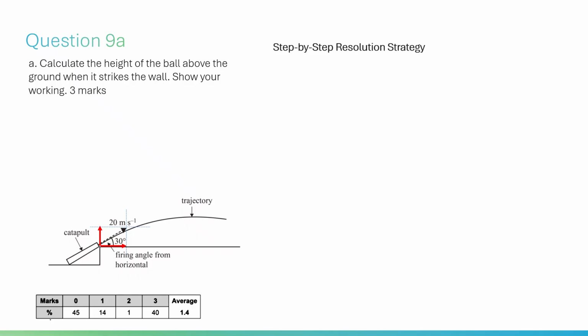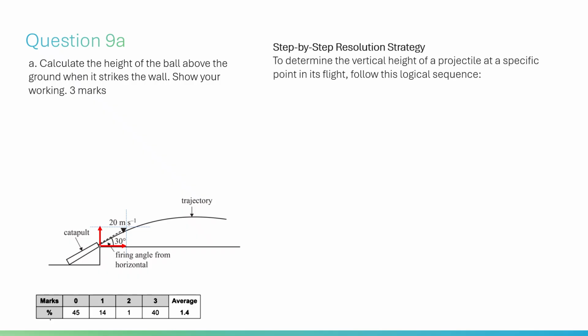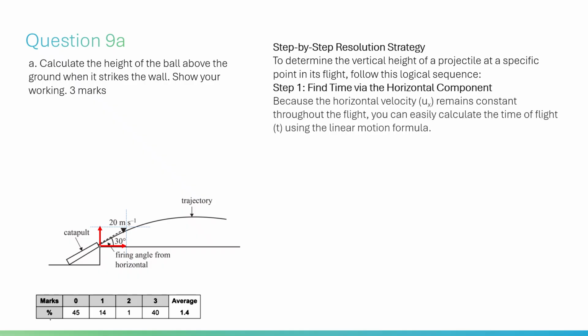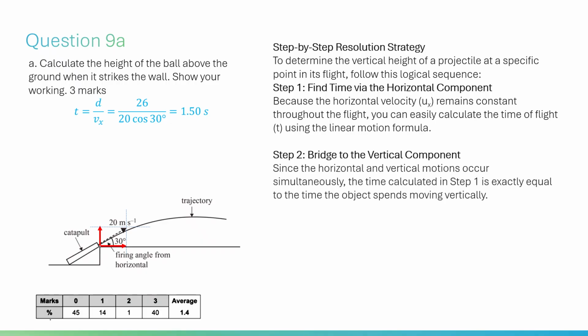Step-by-step resolution strategy. To determine the vertical height of a projectile at a specific point in its flight, follow this logical sequence. Step 1. Find time via the horizontal component. Because the horizontal velocity, u_x, remains constant throughout the flight, you can easily calculate the time of flight, t, using the linear motion formula. Step 2. Bridge to the vertical component. Since the horizontal and vertical motions occur simultaneously, the time calculated in Step 1 is exactly equal to the time the object spends moving vertically.